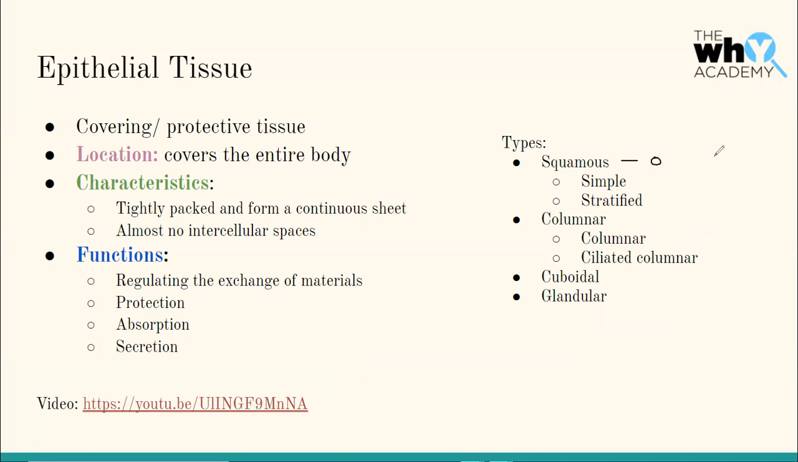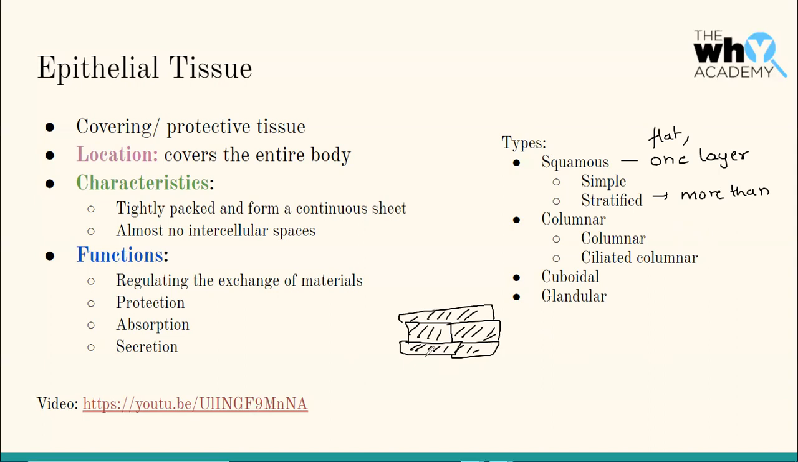Squamous is one layer or flat, right? And stratified is more than one layer. So when I'm telling an epithelial tissue is stratified squamous epithelial tissue, basically I'm trying to say that it is flat and it is multiple layers. That's why I call it stratified, like this. More than one layer, right?